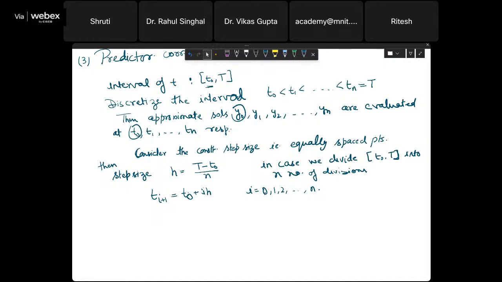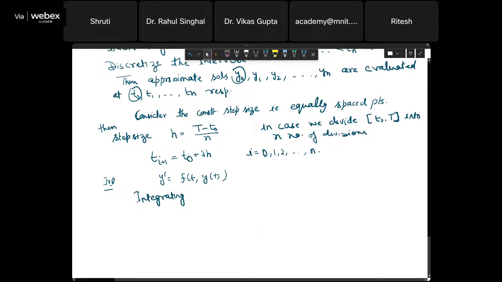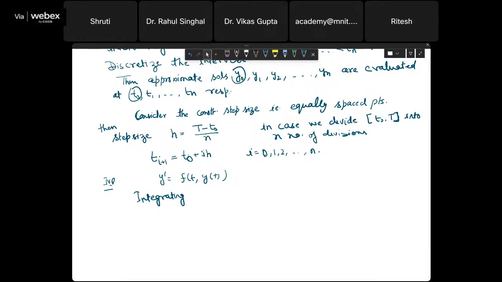So what do I mean by this is that if you have the initial value problem y dash equal to f of t, y of t, then I'll integrate it first. So means I'm writing the equivalent integral equation of it, and then whatever integral will be involved over there, that we will approximate. Okay. So with this perspective, we will approach the different types of numerical methods here.